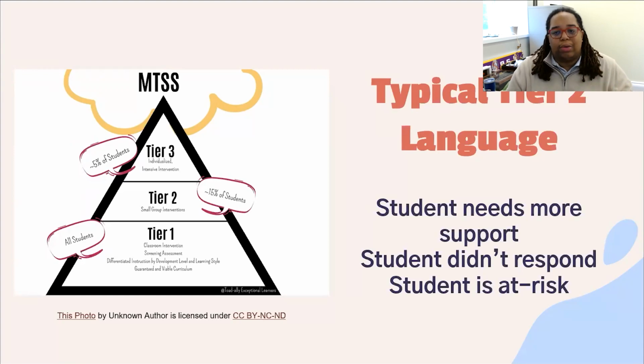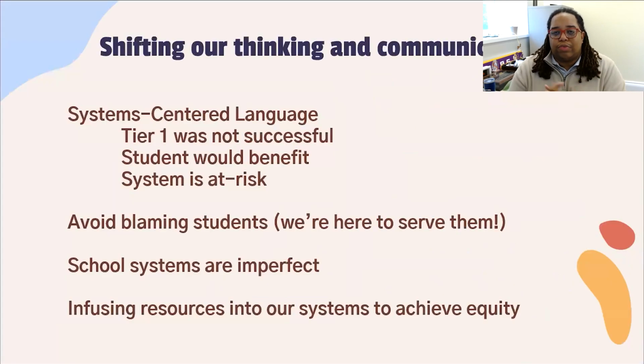So typical tier 2 language says they need more, they're at risk, they didn't respond to what we did. I would love for us to shift our thinking as well as our communication to say, not that we implement tier 2 for the 20% or more of kids who don't respond to tier 1, but for whom tier 1 was not successful, right? Tier 1 was not enough to support them, right? And so we need to infuse more resources into our system to better support the students, right? Rather than they are wrong in some way and they did not respond to tier 1, right? So it's a shift in our thinking, a shift in our communication.